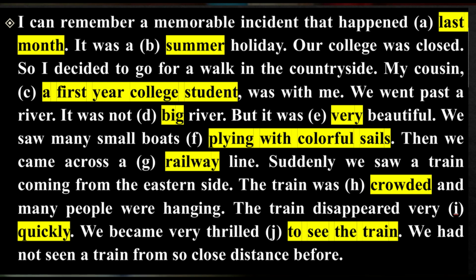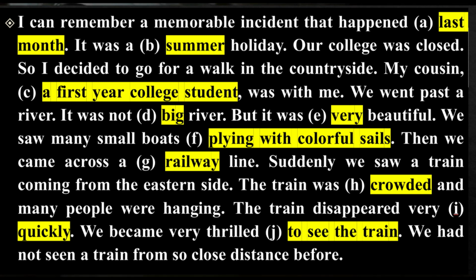Now see the next line. The train disappeared very dash. Here we are asked to post modify the verb. Whenever we modify a verb, we put an adverb. So here we can use two adverbs, soon or quickly. So we can complete the line like this: the train disappeared very soon or quickly.